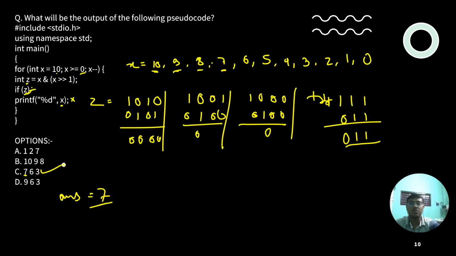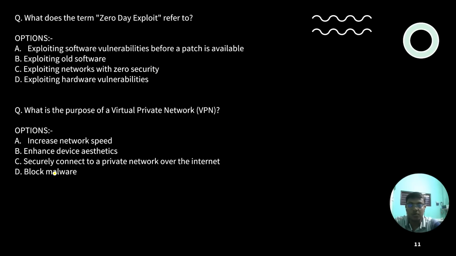So you need not do this for all the other iterations, because we have got a unique option. So we can mark that option without doing the other operations, and that would save our time. So moving on to the next question.